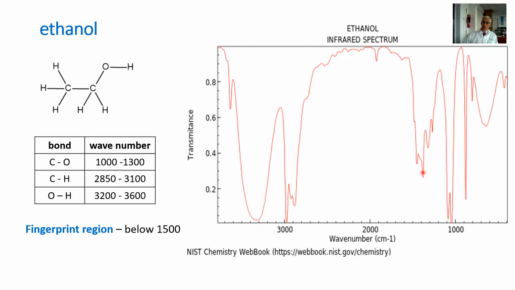Modern computing against a database would enable a chemist to enter this spectrum into a computer for it to be analysed and ethanol to be identified on the basis of this fingerprint region, which is unique to ethanol. So all organic molecules have a unique fingerprint region, hence the term fingerprint.